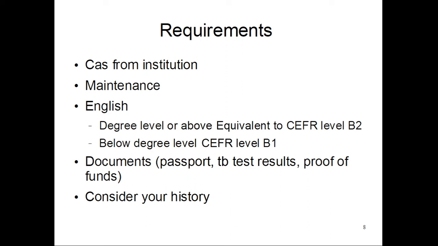You also need to consider your history. If you've been refused in the past, it may affect your future application. If you have a criminal history, it may affect your application. If you've been refused on the grounds of deception and you've been banned from making an application for 10 years, it will affect your application.